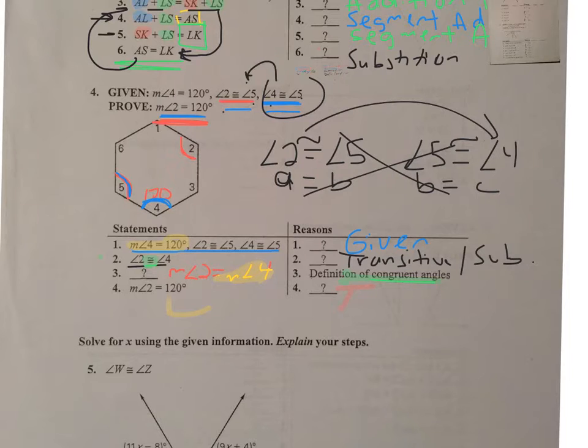Transitive, or substitution. Okay, so there's another. Again, I apologize for the handwriting. I need to figure out how to get my better pen to work on this iPad. All right, so hopefully that kind of shows you some of the thought process.